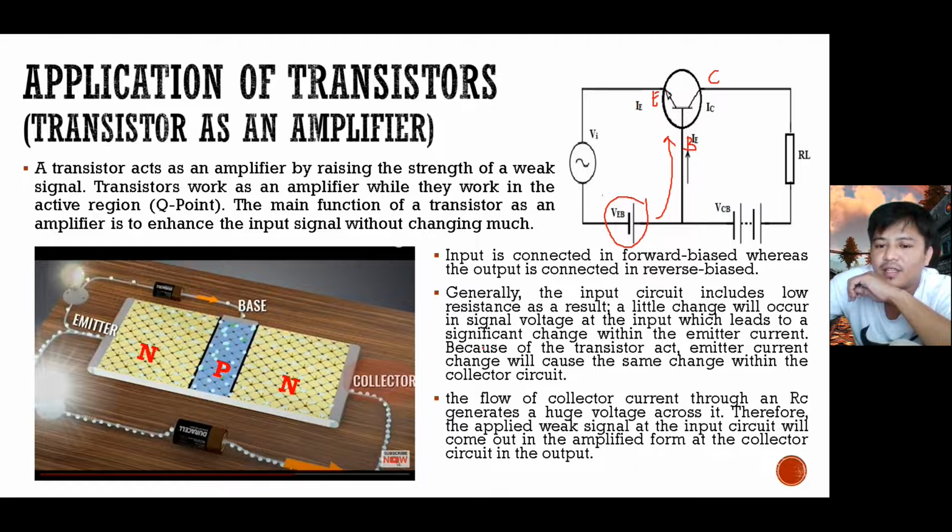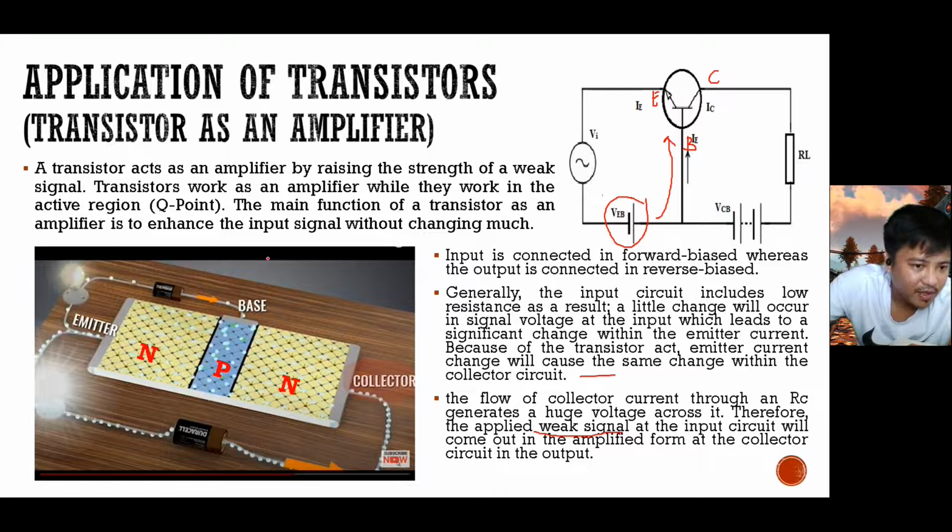A little change will occur in signal voltage at the input, which leads to a significant change within the emitter current. Because of the transistor action, emitter current change will cause the same change within the collector circuit. So also, the flow of collector current through an RC generates a huge voltage across it. Therefore, the applied weak signal at the input circuit will come out in the amplified form at the collector circuit in the output.